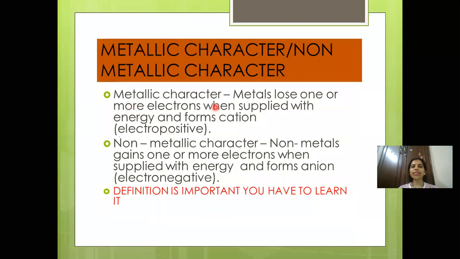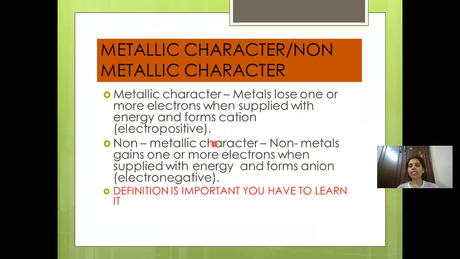Now we go to the next property, which is very important, that is metallic character and non-metallic character. So for metallic character, you should know the definition again. Metals lose one or more electrons when supplied with energy. So they are electron donors. So they form cations, and because they are electron donors, they are known as electropositive atoms.